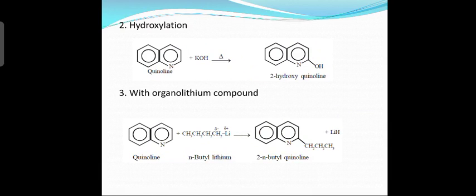Now next is hydroxylation. What is hydroxylation? Heated with potassium hydroxide, an alkali, we get 2 hydroxyquinoline. So this is known as hydroxylation. Next is the reaction with an organolithium compound. Here it is treated with normal butyl lithium. The formula of normal butyl lithium is CH3, CH2, CH2, CH2 lithium. This part is negative, this part is positive. This will combine with the quinoline to give 2 normal butyl quinoline.